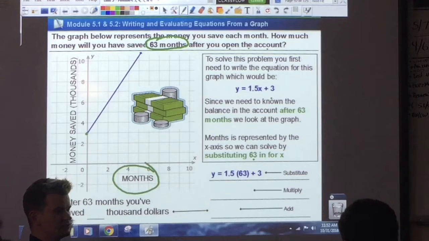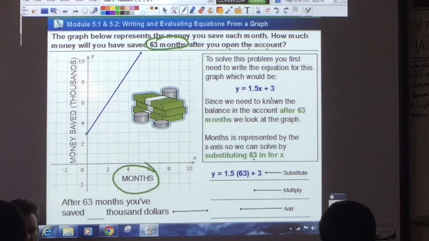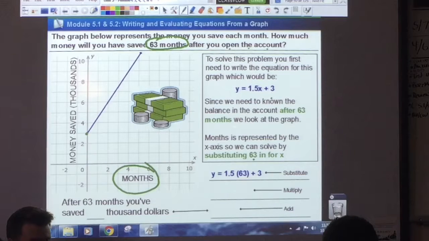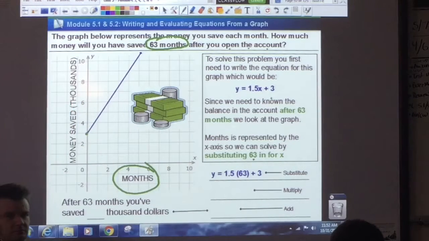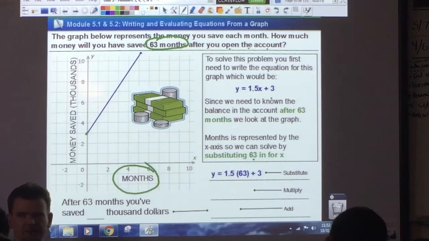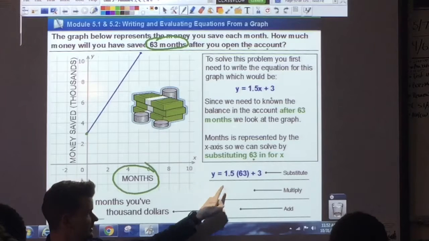So to do that, I substitute. And it becomes y equals 1.5, the x is replaced with 63. 63 months. X represents months. I substitute 63 in for x. The x is gone, totally gone, from this equation. We're trying to find out the y, how much money we will have saved. So, I substitute in and then I multiply. I do 1.5 times what? 63.